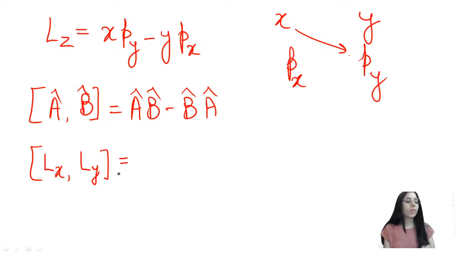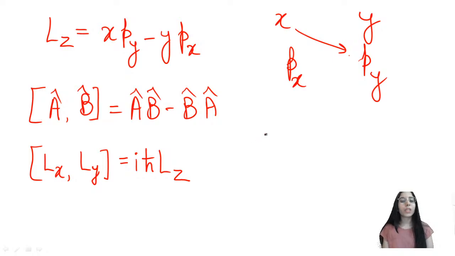If you want to find the commutator bracket of Lx with Ly, what will you get? You will get iħ Lz. Clear? iħ Lz. Again here we are following the cyclic order: X, Y and then Z. So the commutator bracket of Lx, Ly will be equal to iħ Lz.